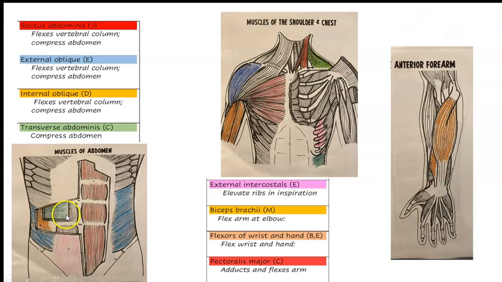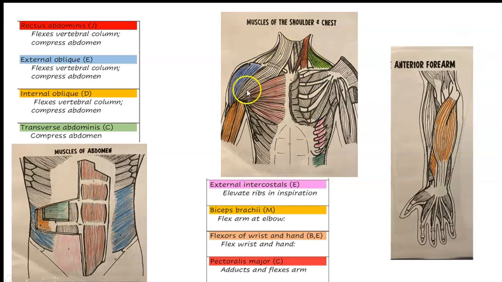So these are running side to side. And then if we cut that and peel it back, we would have the rectus abdominis, which are the muscles responsible for your six-pack abs, right? So there are 4 layers of muscles in the abdomen, and all of them are going to flex the vertebral column and compress the abdomen.